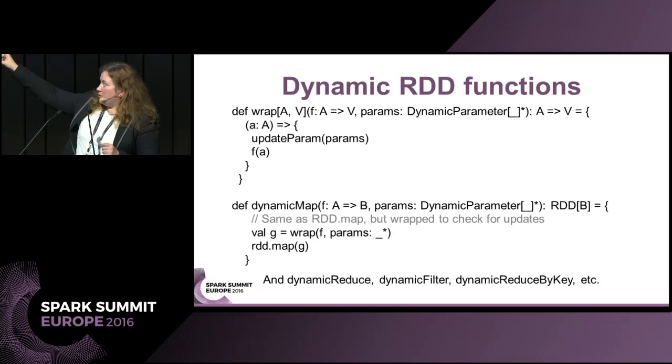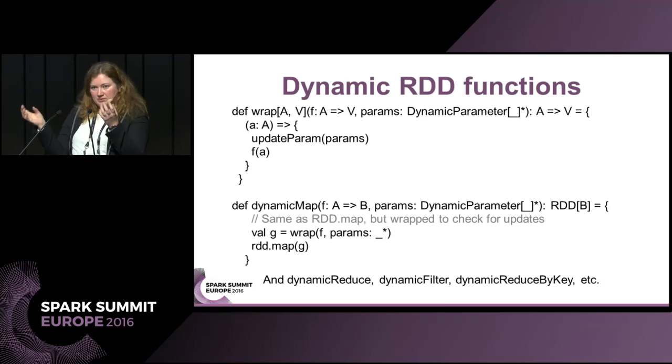And then we have our dynamic map that uses this rep function to wrap the normal function. So actually, to the normal map function goes already the wrapper. And that wrapper is responsible for checking the new versions of the parameters or of the functions. And we have an implementation for dynamicReduce, dynamic filter, and many other functions.